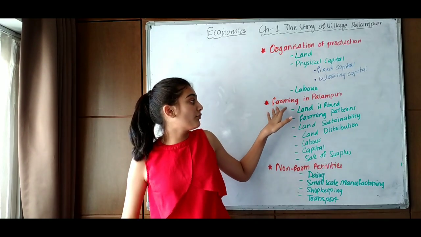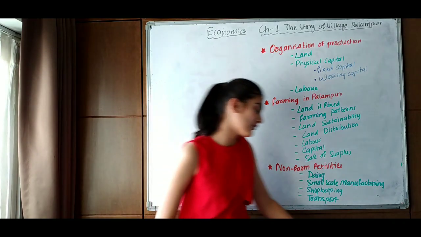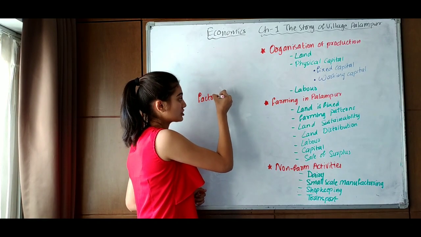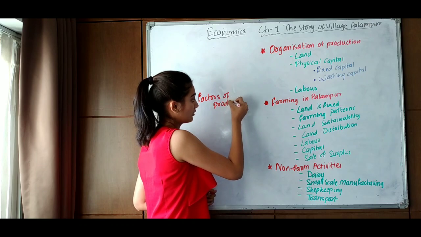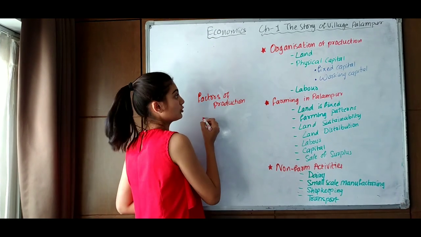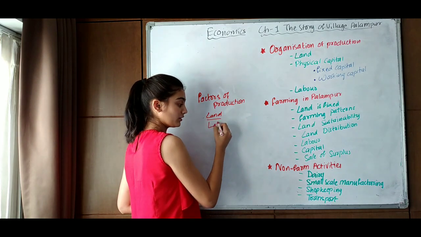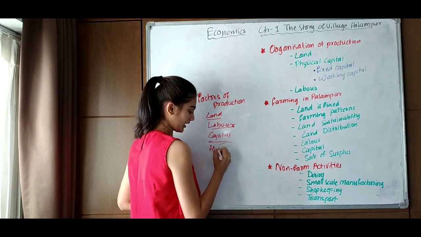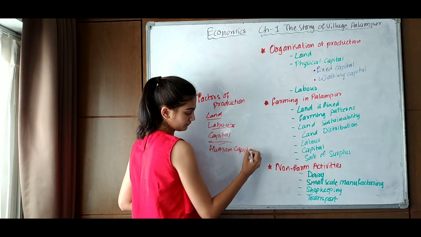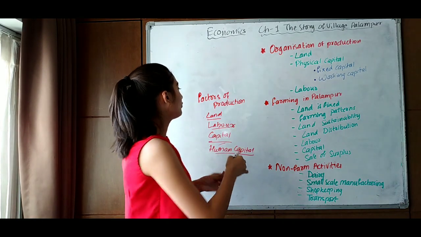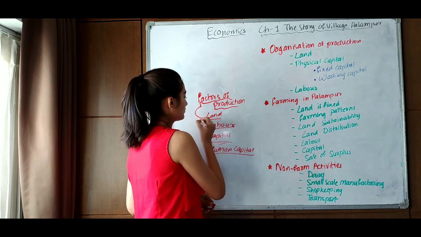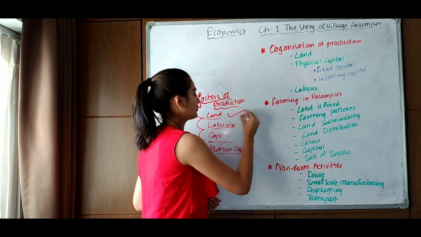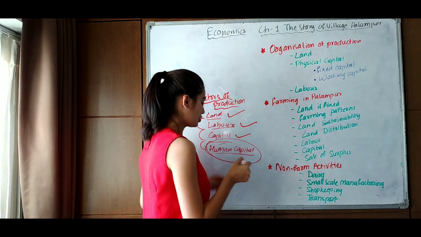Then comes farming. Now, what are the factors of production? They include land, labor, capital, and human capital. So factors of production include these things. First we have seen land, labor, and capital. We will talk about human capital.